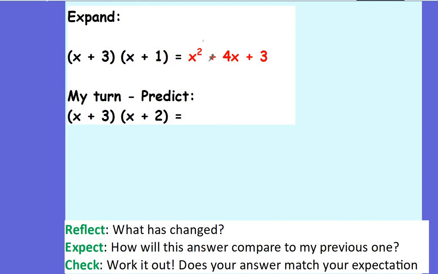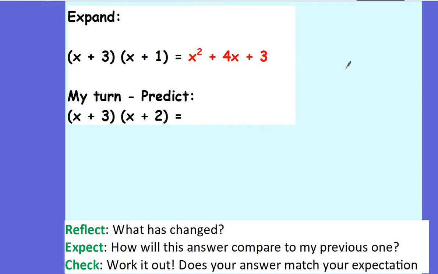Okay, hopefully you'll have got x squared plus 4x plus 3. So you've done x times x gives you x squared. 3 times x gives you 3x, 1 times x gives us another x, so I've got 4 x's altogether, and then 3 times 1 gives me positive 3.